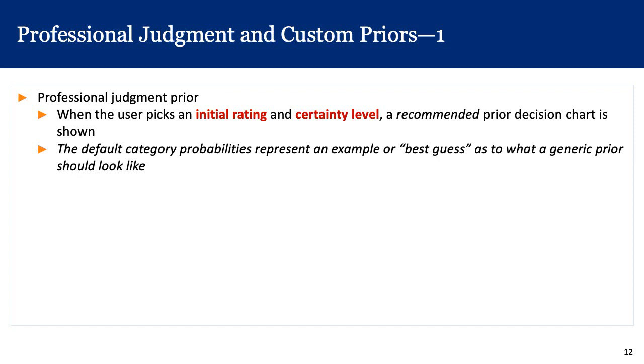So the BDA software also allows you to put in custom built or professional judgment priors. And you can use either one of these two options. So in a professional judgment prior, when the user picks an initial rating and a certainty level, a recommended prior decision chart is shown. And you may or may not agree with it, so you can decide to go with it or not and have your own custom probabilities. But let's say that you decide to go with the defaults that are built into the software.